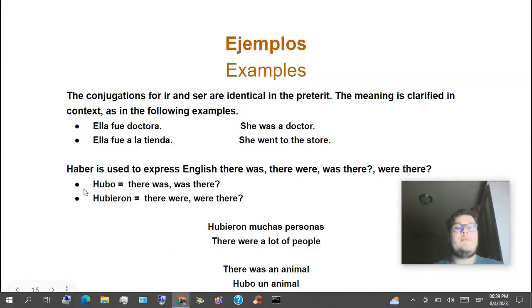How to use it? Remember, hubo is when we describe just one person or one thing. Hubieron is when we describe two different things or more things. So that's the difference. And just try to remember, haber is the infinitive form. Hubo is the past tense. And hubieron is the past tense in plural form.